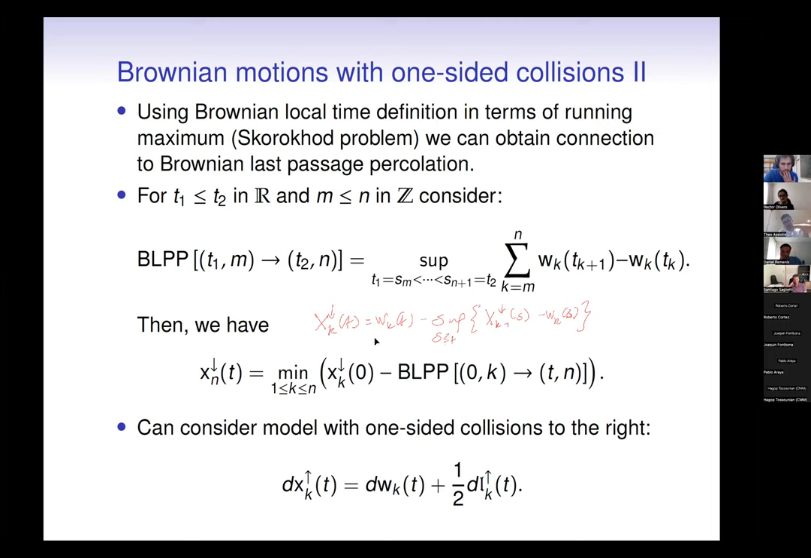the supremum. So you can write some SDE for reflecting Brownian motion. It's going to be Brownian motion minus the supremum over s less than or equal to t of this thing. And then you can write an analogous formula in this case for this one. And if you iterate it and so on, you get this thing in terms of BLPP. Okay, but it's not going to make an appearance in the rest of the talk.